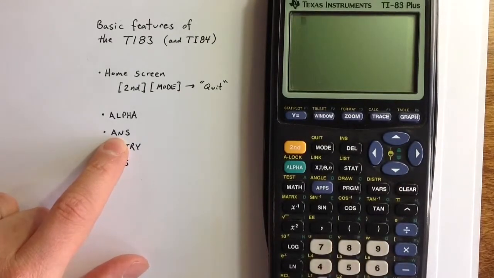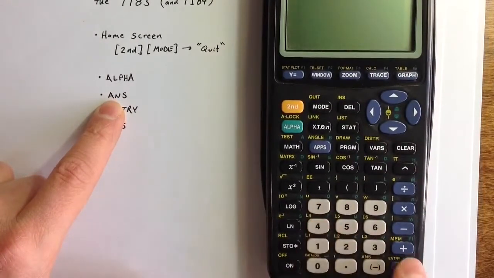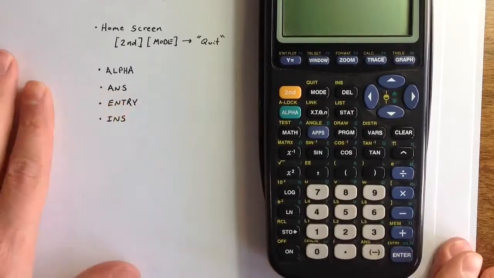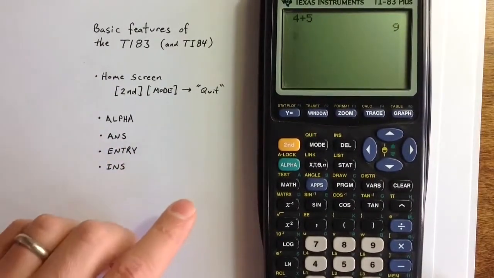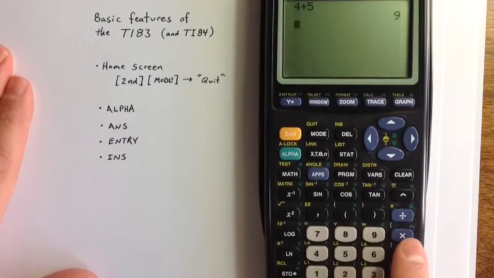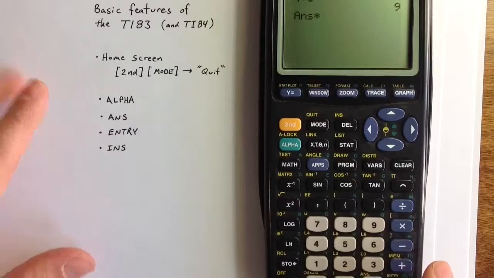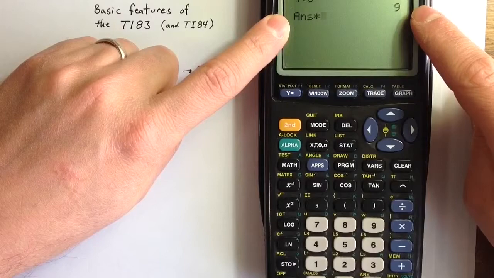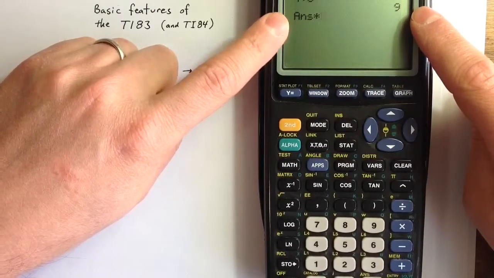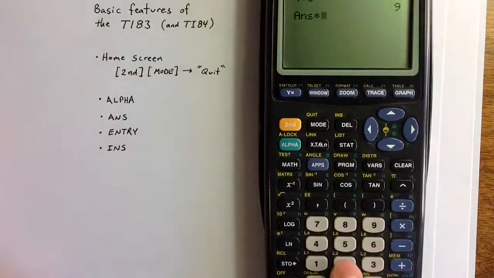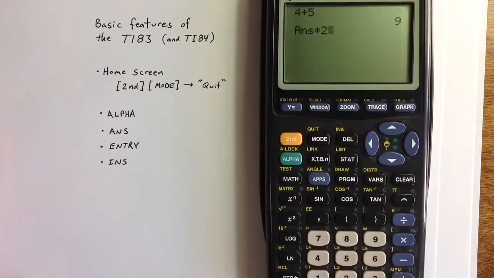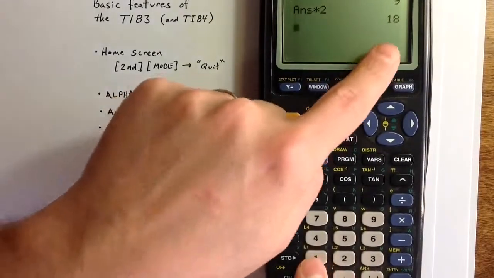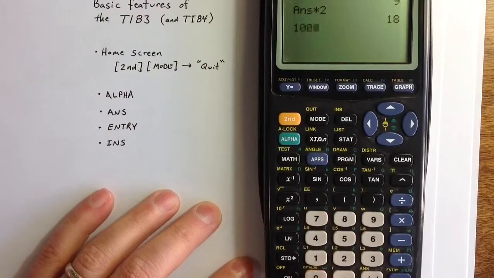Some other nice features. Let's say I wanted to type in 4 plus 5. Hitting enter will give me the answer of 9. And then maybe I want to take 9 times 2. If I hit the multiplication key, on the next line I see ANS, which means that the answer from the previous calculation will now be used in the next calculation. So if I want to do 9 times 2, I can type in 9 times 2 and hit enter.